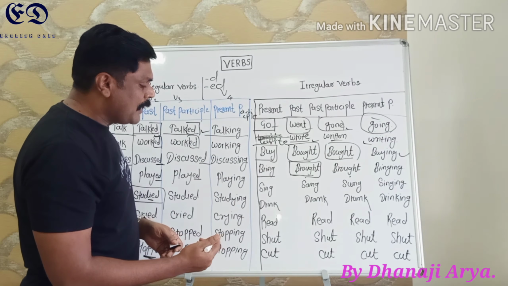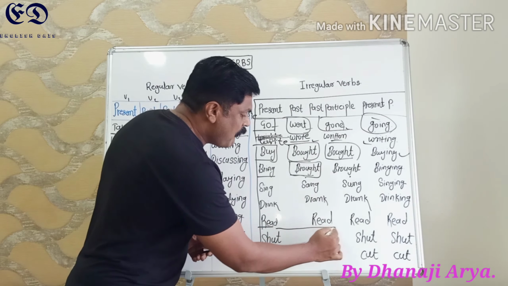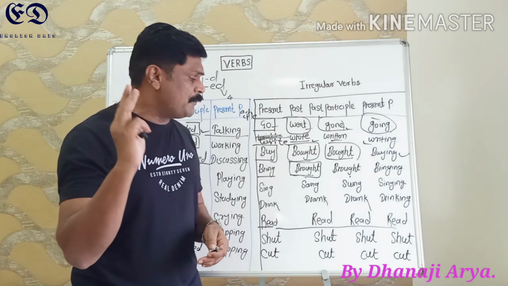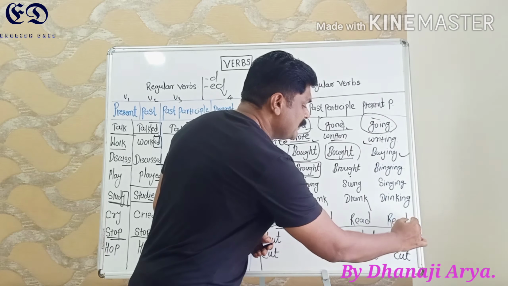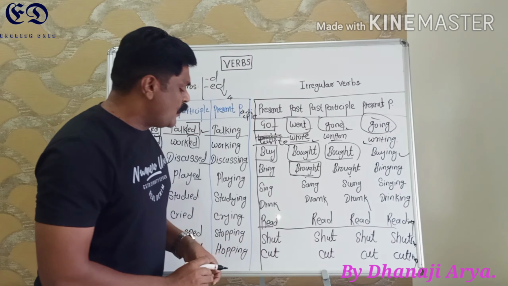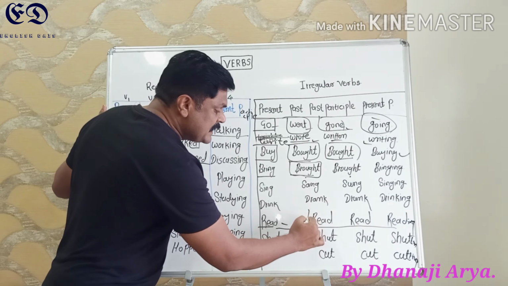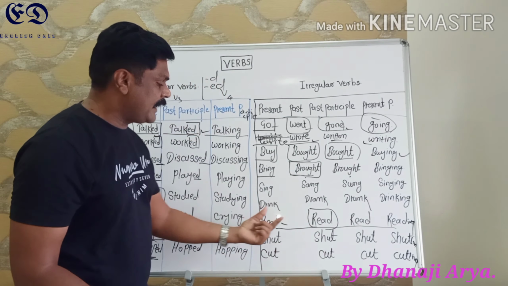In irregular verbs, some specific verbs are there which have the same form. Three forms are the same, you know, right? So when we discuss these three forms, read, only the pronunciation is a little different here in second form.